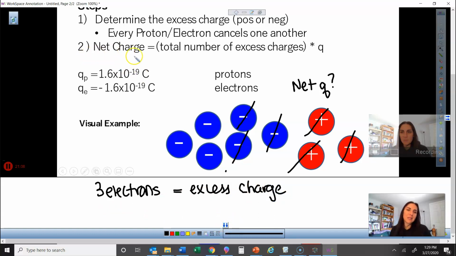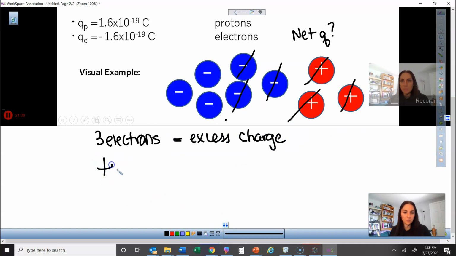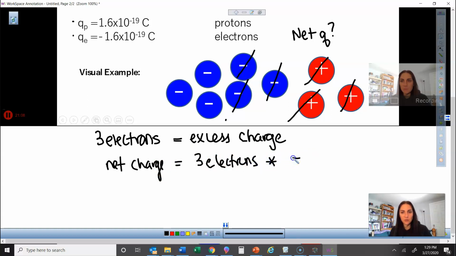Now to calculate my net charge, I'm going to take the total number of excess charges and multiply it by either the proton or the electron value. So since we're dealing with electrons, we go electron. So the net charge is equal to 3 electrons times the charge of an electron, negative 1.6 times 10 to the negative 19 coulombs, like that.